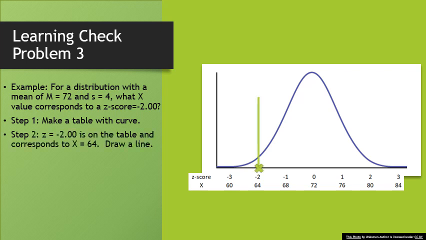There's your answer. You should go ahead and draw your line, put your x in for your answer, and I would go ahead and verify it with the equation just to get used to using the equation. x is equal to M plus z times s. Plug in what you know, and you should still get a score of 64.